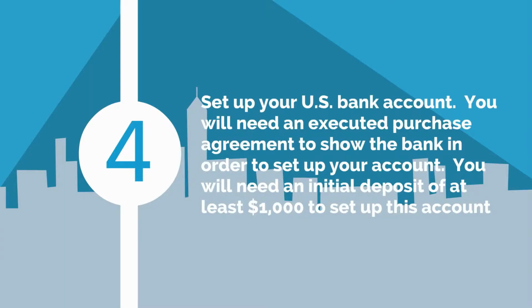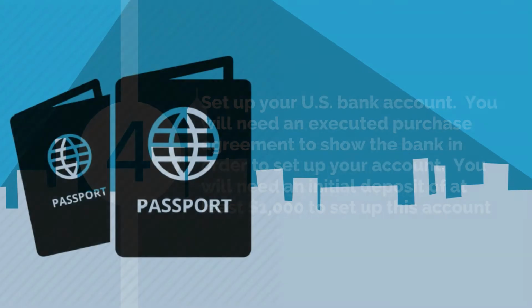Step 4. Set up your U.S. bank account. You will need an executed purchase agreement to show the bank in order to set up your account. You will need an initial deposit of at least $1,000 to set up this account. Here are the required documents and information you will need.